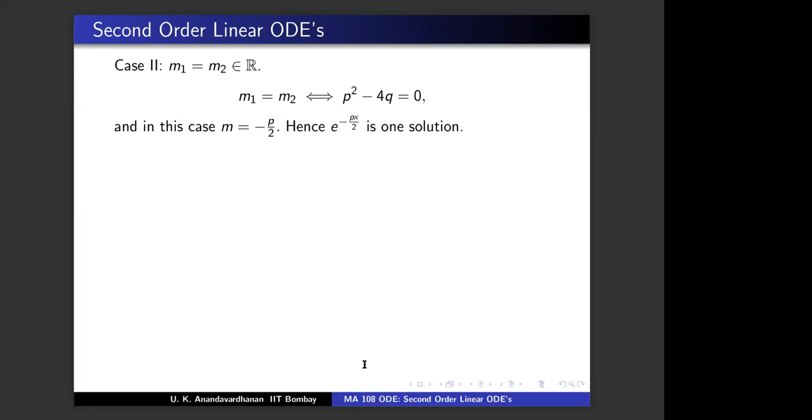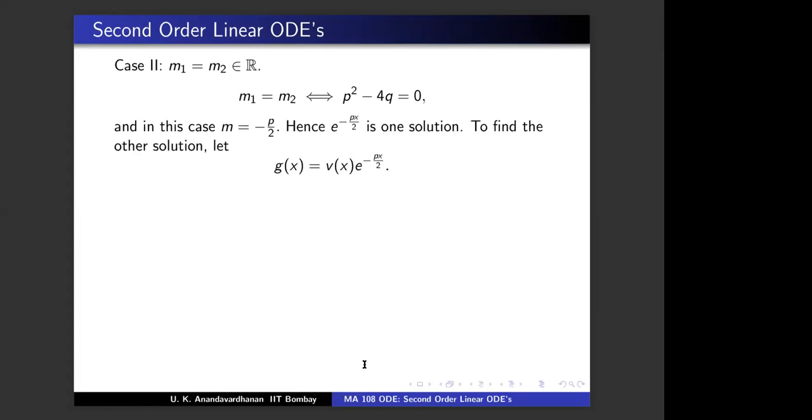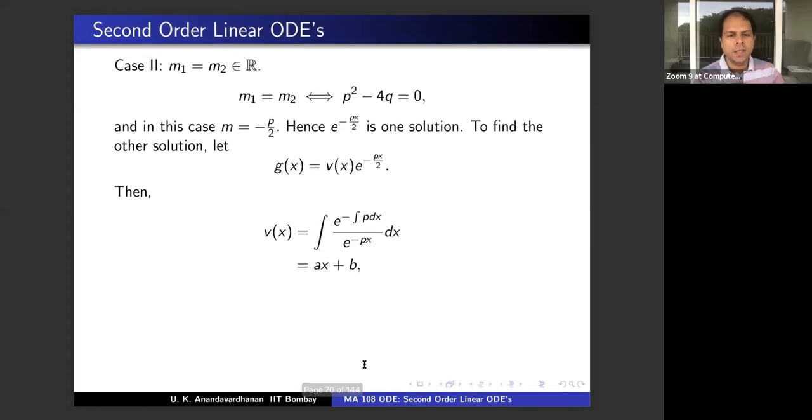Using the analysis that we did, assume that there is a solution of the form v(x) times e power minus px by 2. Plug it in. So v(x) will be, I am remembering the formula. And tell me, how did I get this? If you tell me that, then this theory is done.